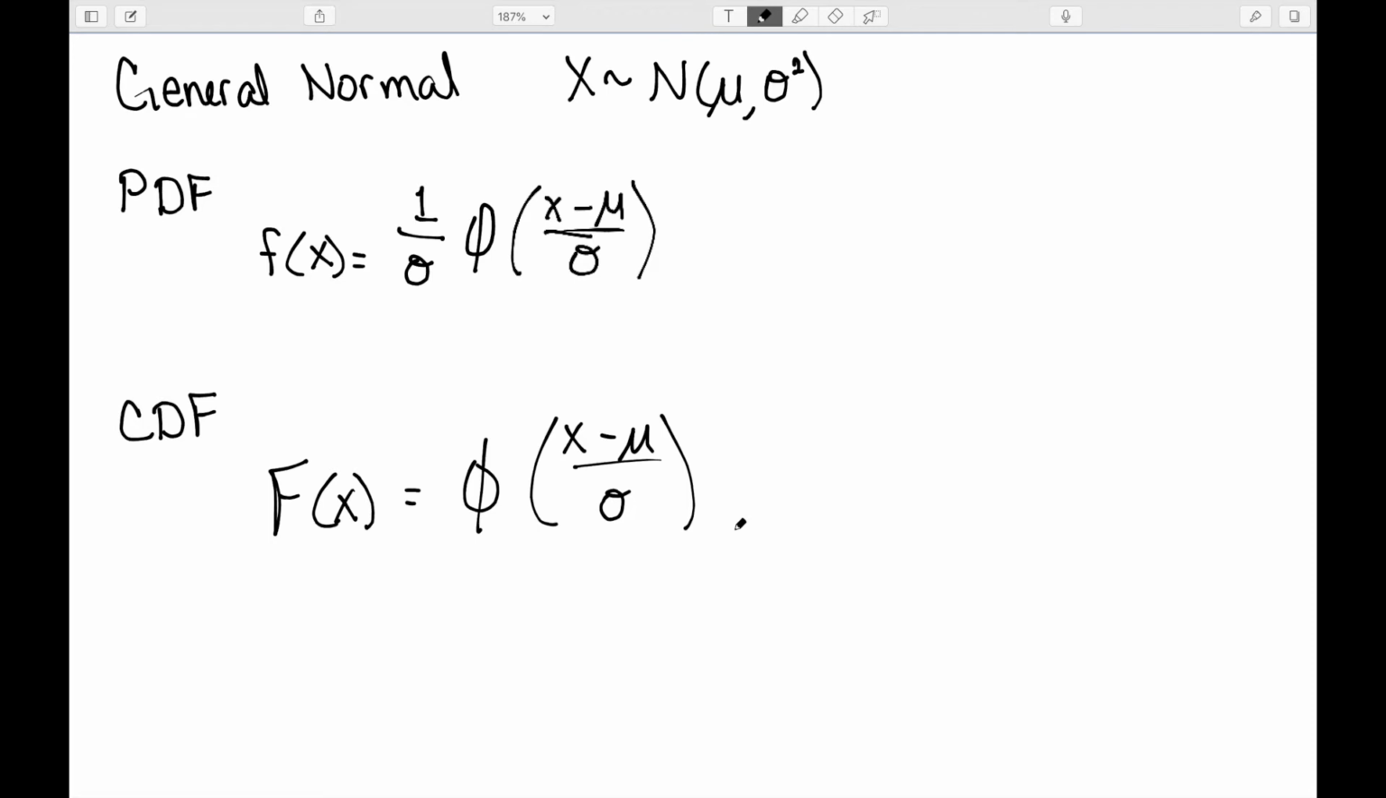And the CDF is given by capital F of x is equal to capital phi of x minus mu over sigma, where this capital phi is the CDF of the standard normal distribution. So when we're dealing with general normal distributions, we are given our mean and our variance, or the mean and standard deviation, and we have these forms of the PDF and the CDF. However, it is important to note that this is very, very, very difficult to integrate. So this is very hard to find. There are tables that give you values for the normal distribution, or you can use something like R or RStudio.